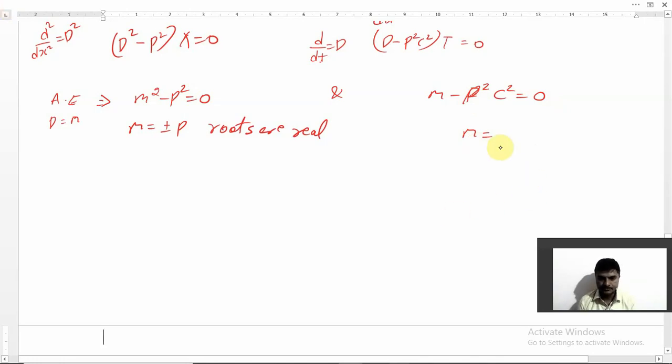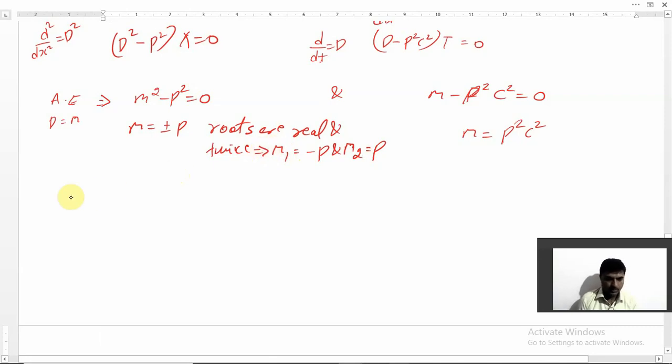It will become plus p square c square. It is p square c square. Here the roots are real and repeated twice. So therefore I am going to take m1 is equal to minus p and m2 is equal to plus p. So there will be two roots, plus and minus. Whenever there is a square, we always consider this minus and plus.